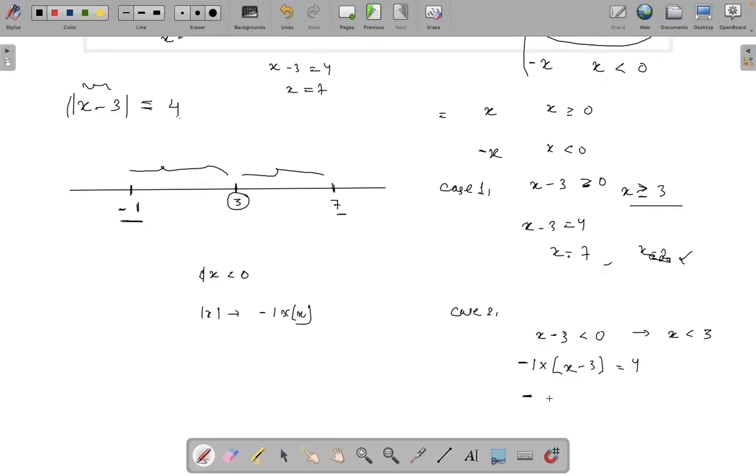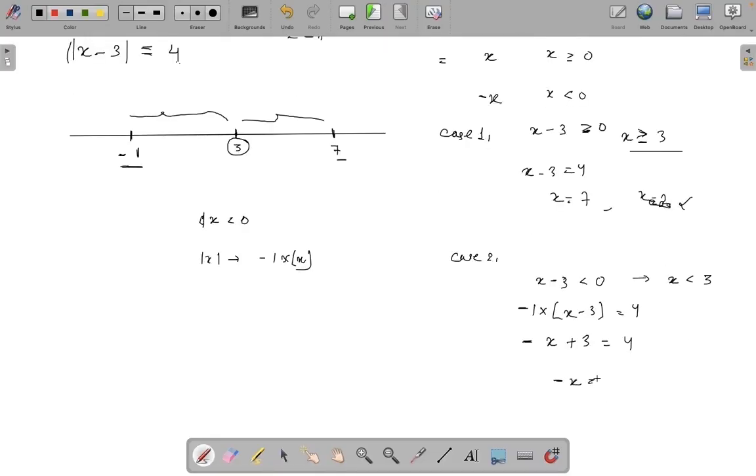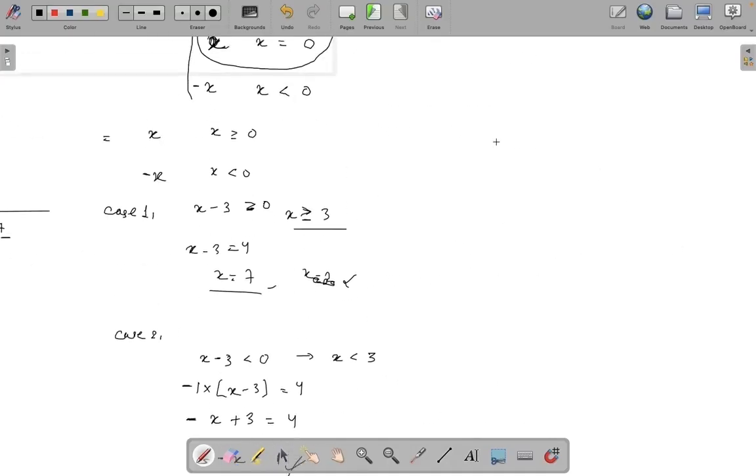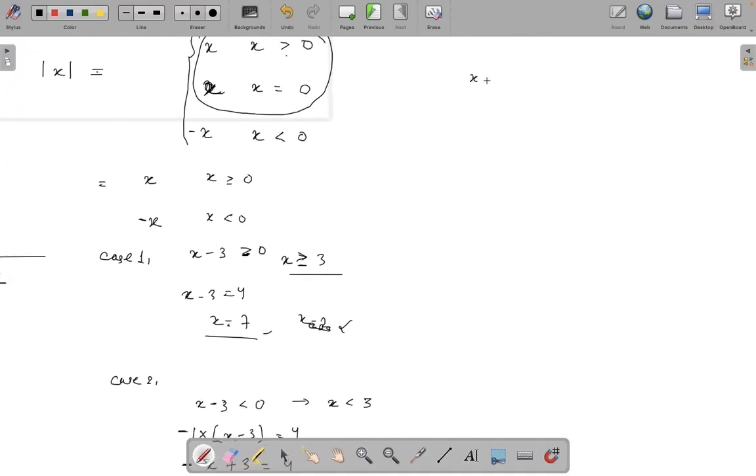Then you'll get minus x plus 3 is equal to 4. So minus x equals 4 minus 3, which is 1. So x will be equal to minus 1. Now you'll again check, is minus 1 less than 3? It is. So this is also one possible answer. Using the number line, you got these two answers. Using this approach, you also got the same answers. Okay, one final question. x minus 1. Try solving this. You'll again get two values of x.